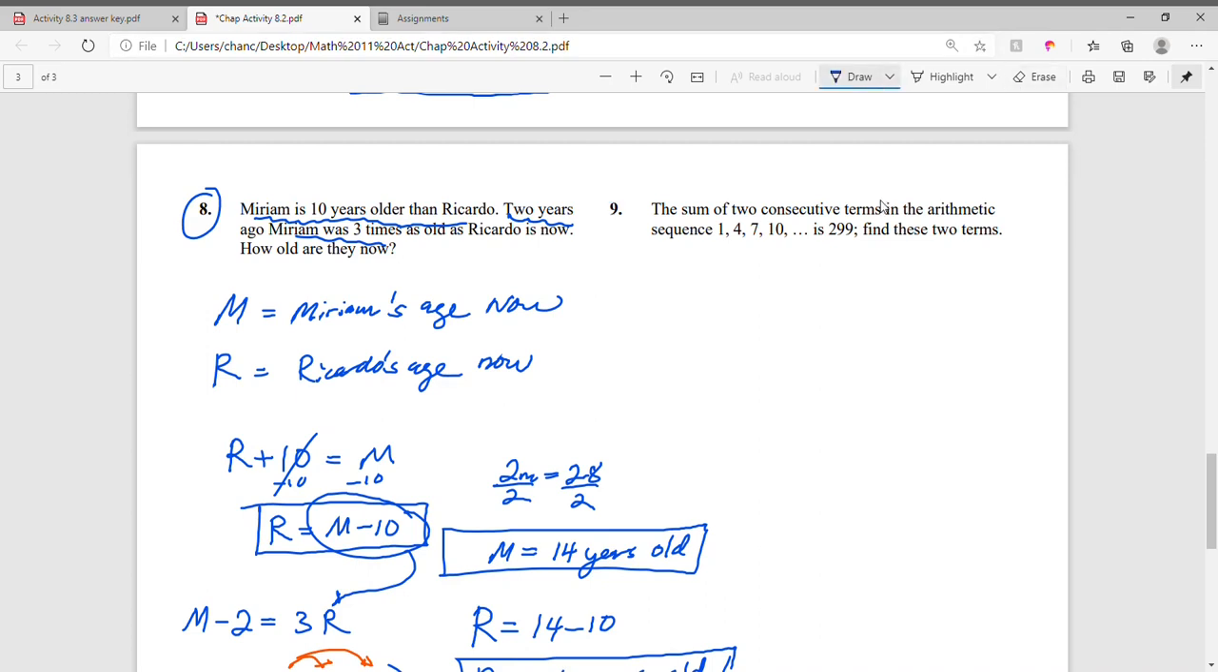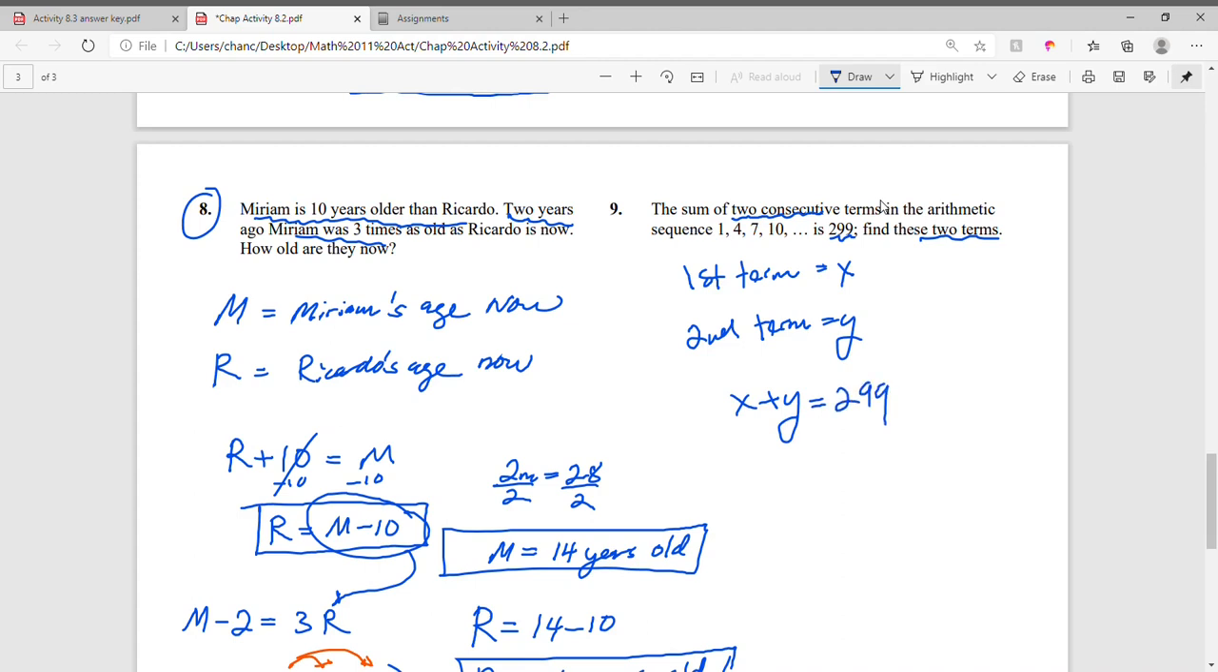Question 9. The sum of two consecutive terms in the arithmetic sequence 1, 4, 7, 10, and so on is 299. Find these two terms. Let's give the first term a name. Let's call that x. And we'll call the second term y. We know that the sum of these two terms must be 299. X plus y is equal to 299.